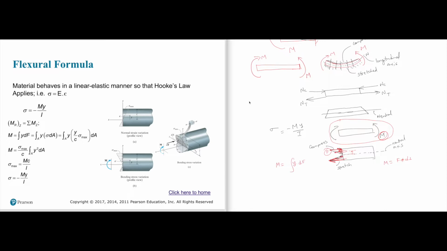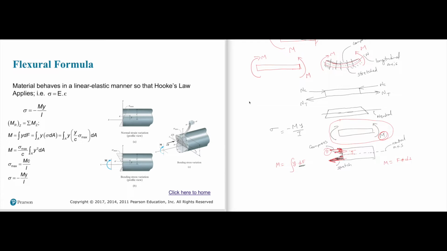Df means we take a small strip. So this is 2 o'clock. So let me try it in black. We take a small strip. This is a small strip. We take a small strip and we say that small strip is df, a small amount of force.